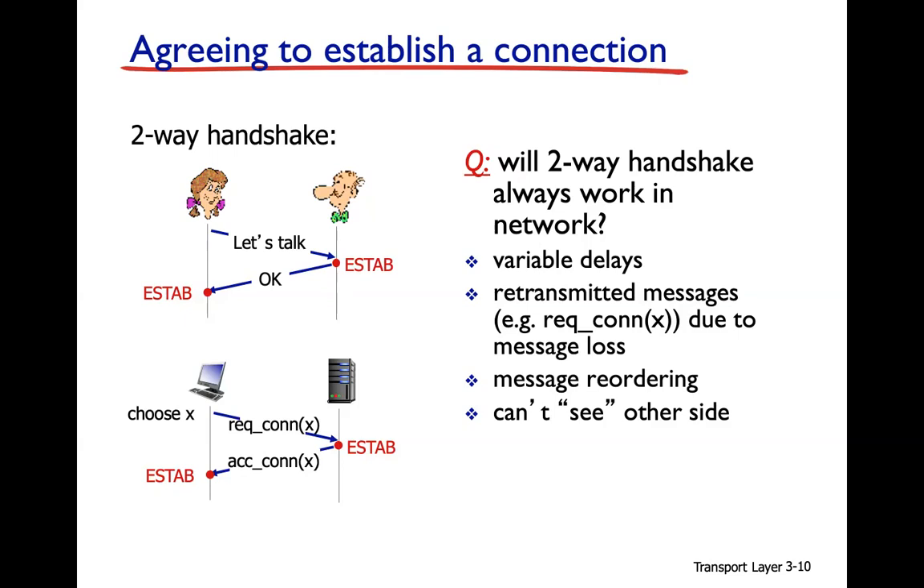So the client, the computer here, says, hey, can I set up a connection with you? Then the server says, okay, you can establish a connection with me. So the question is, will a two-way handshake always work in a network?